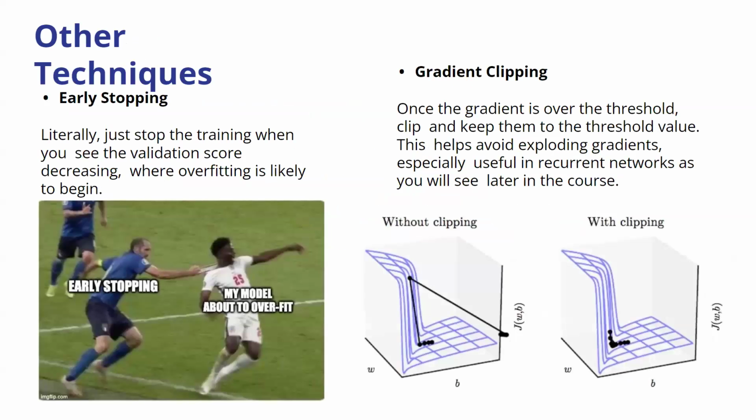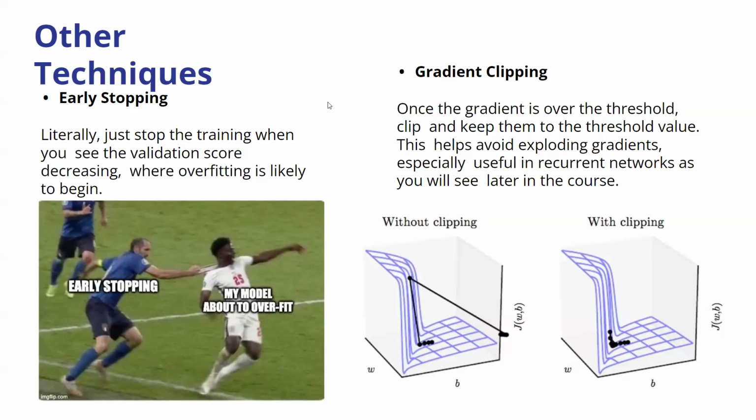And some other techniques that are probably important. Early stopping, which, as it sounds, is when you see your validation score, in this case accuracy, start to decrease, meaning that your model is probably overfitting. So just stop the training early. Don't continue training when you're not improving generalization on unseen data. So that's early stopping. It's exactly like it sounds.